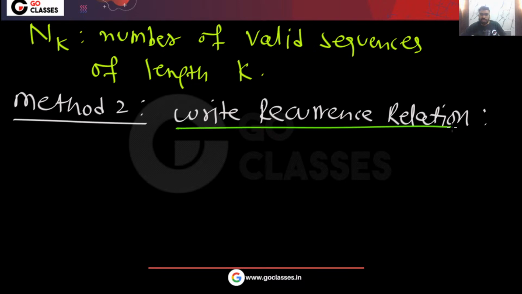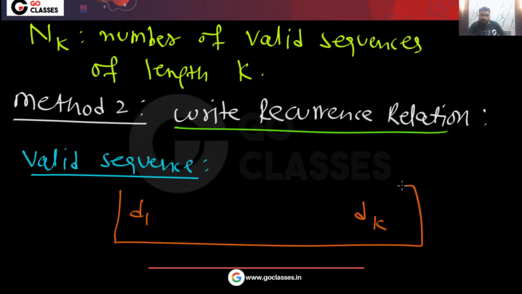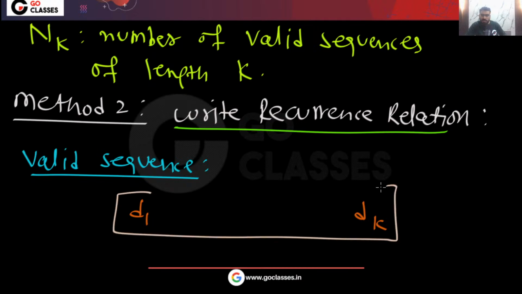See, the question is saying nk is equal to number of valid sequences of k length. First of all, what is a valid sequence? You tell me. See, the valid sequence is like this. The first character must be a digit and the last character must be a digit. This is already given to you. First and last character, they must be a digit.